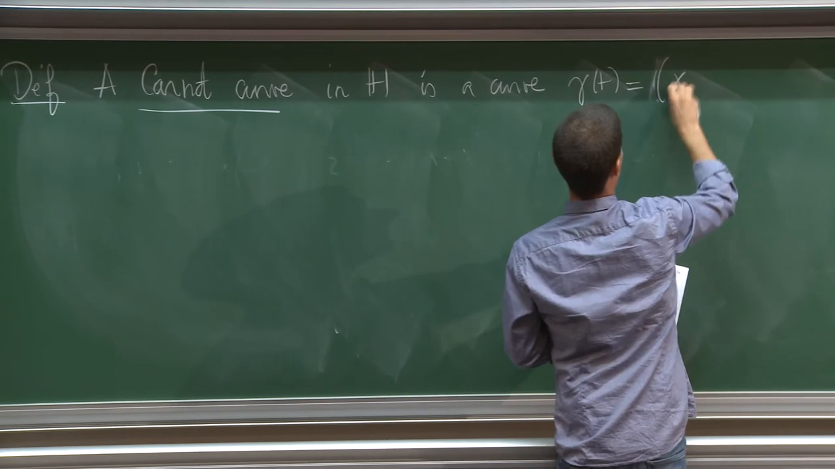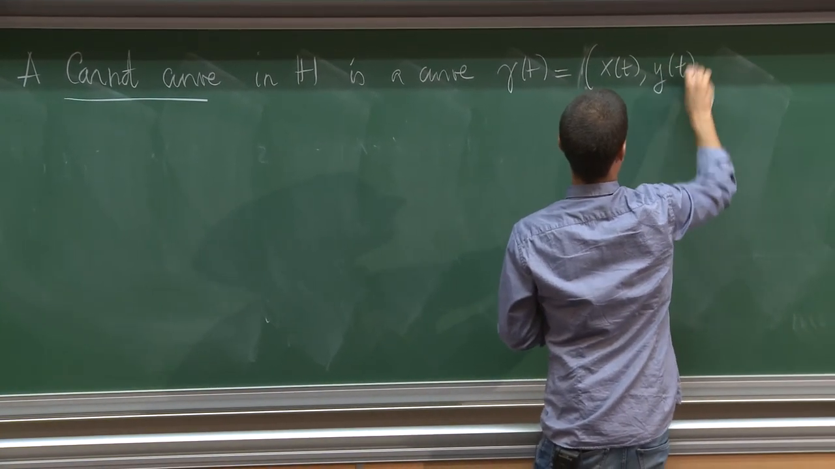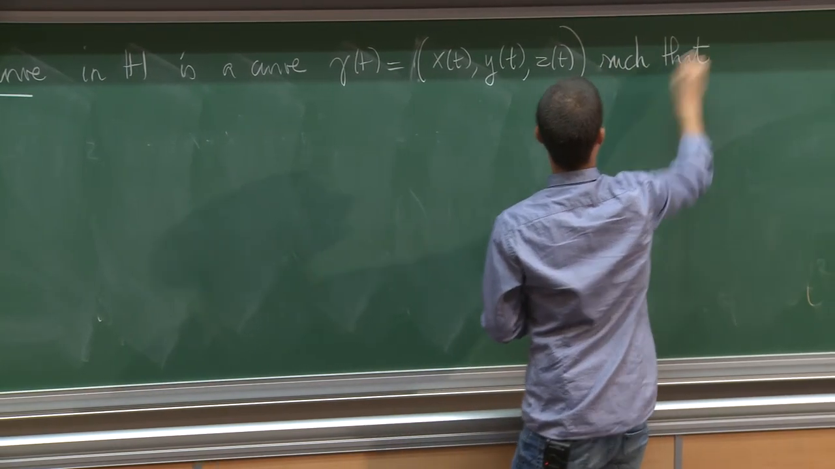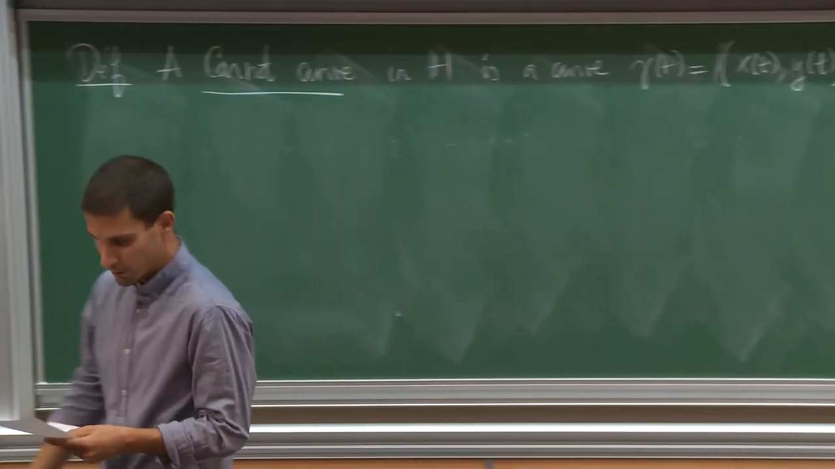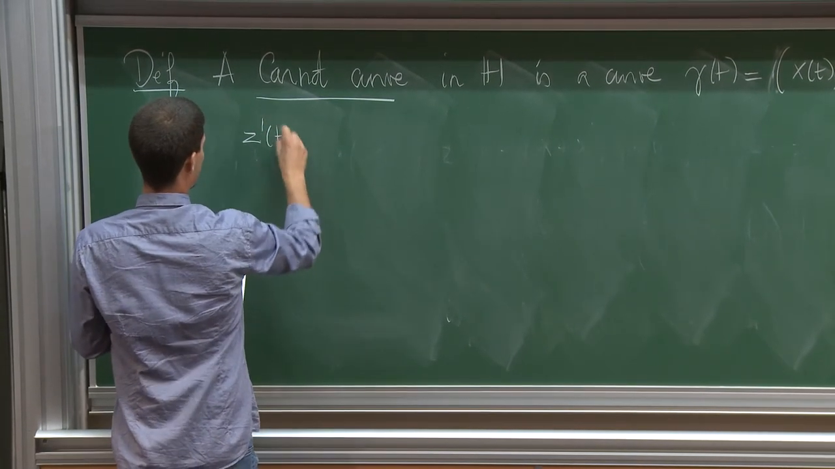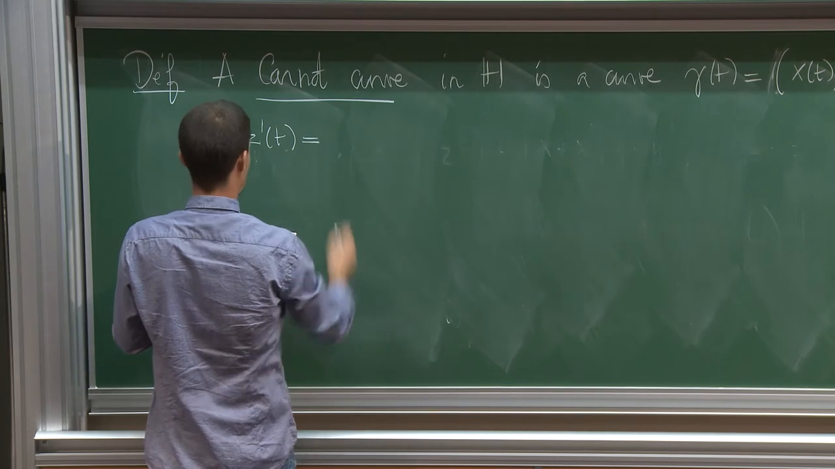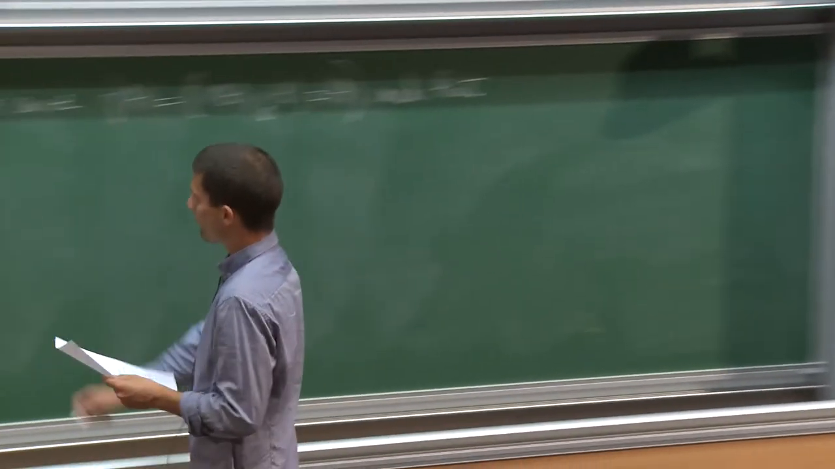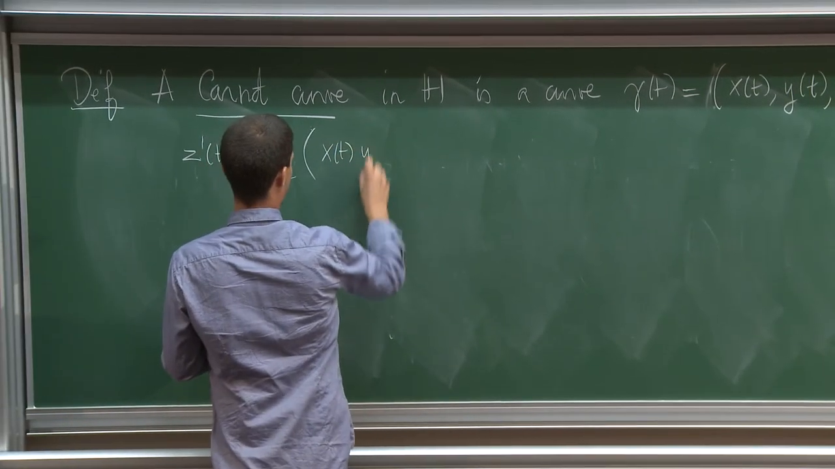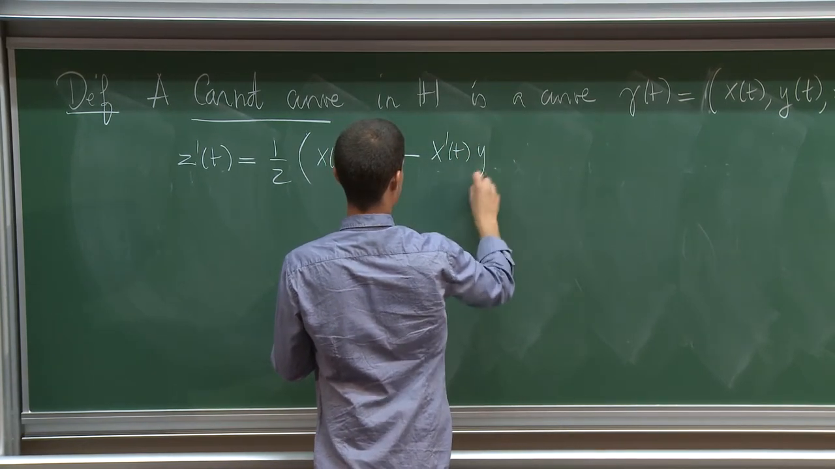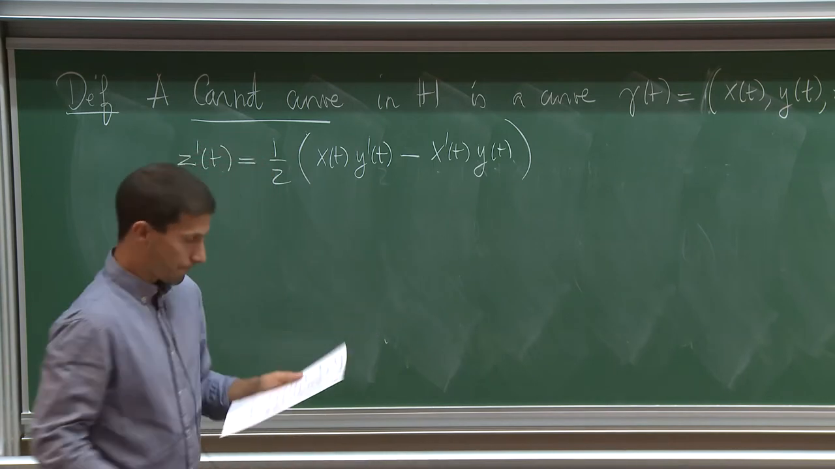Let me write it in this way. I do not write exponential, such that Z prime of t is equal to 1 half. So this quantity equal to zero, I'll change sign here.